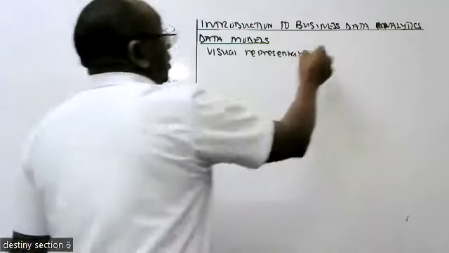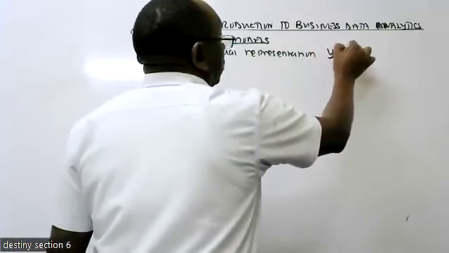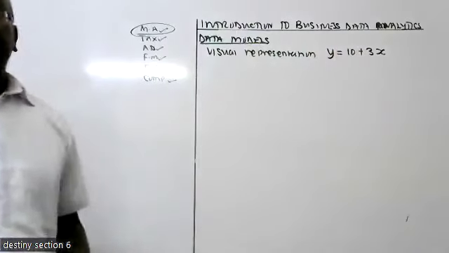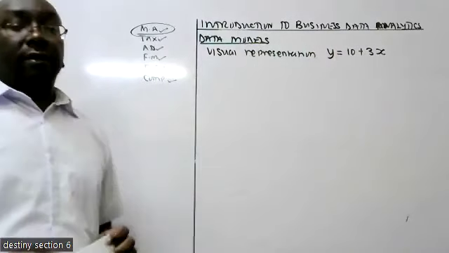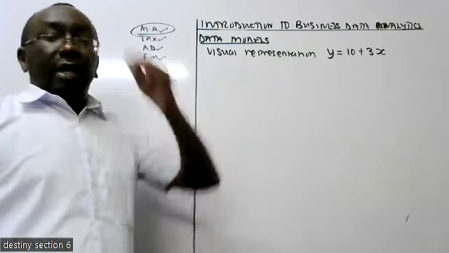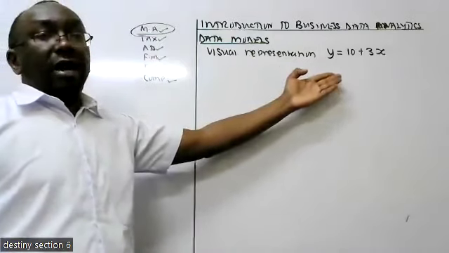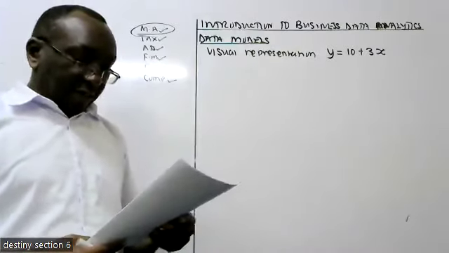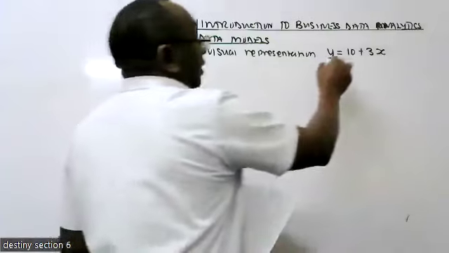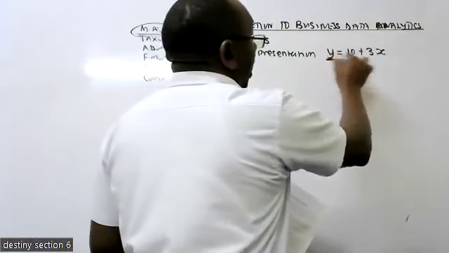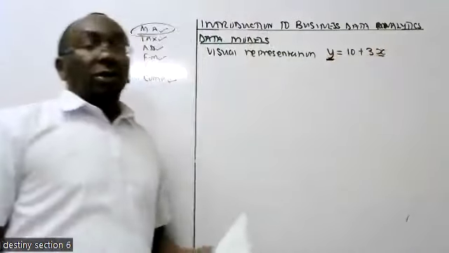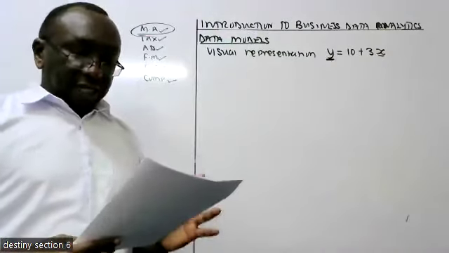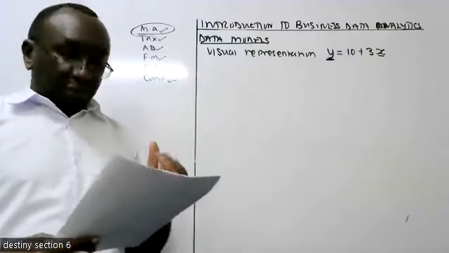E.g., y is equal to 10 plus 3x. Now, this one is an equation, what in accounting we call an equation. So this one is showing us the connection between this data, between the values of y and the values of x. So that's what we call a model. It is a visual representation of the data elements and the connections between them.